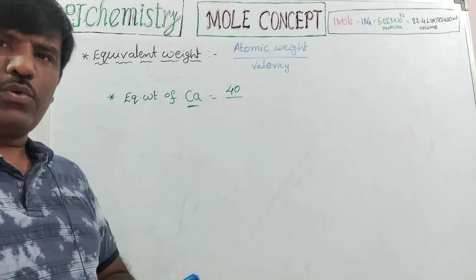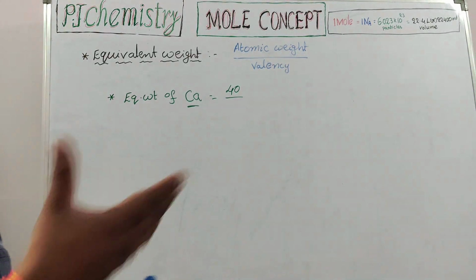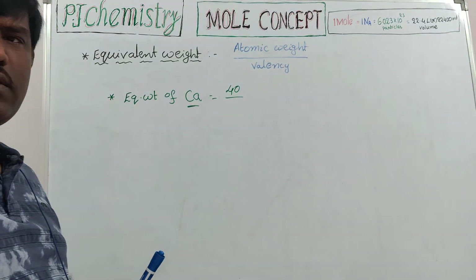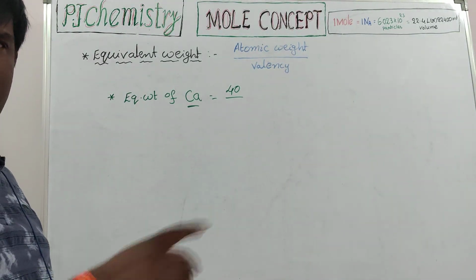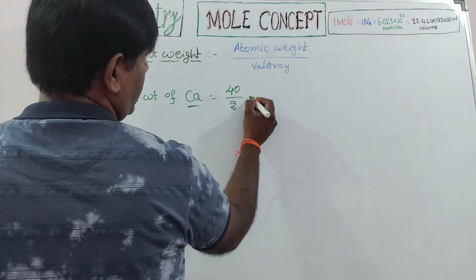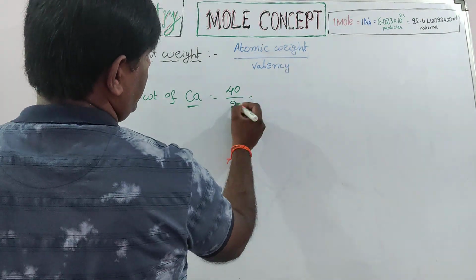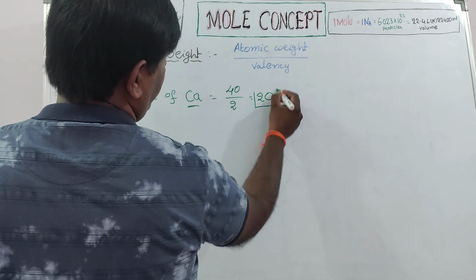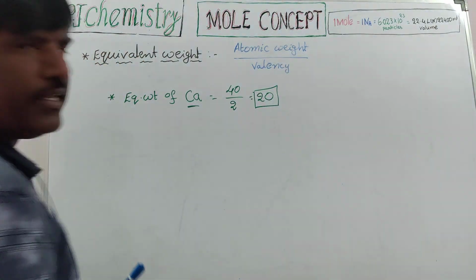Calcium valency is 2, because calcium atomic number is 20, the nearest noble gas element is argon. Calcium loses 2 electrons to reach the stability of argon, so 2 is the valency of calcium. Now if you simplify it, 20. So what is the equivalent weight of calcium? 20.